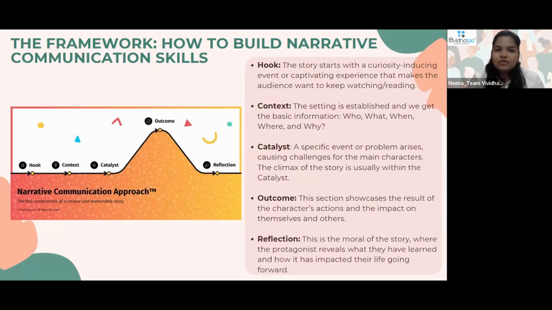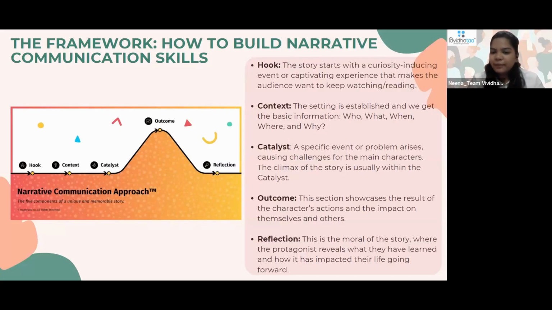Now, outcome, the major part of outcome. And you can see in the image also that outcome should be discussed more. Like, we should focus more on the outcome. We should quantify our outcome, talk about it in a way that people tend to remember it. This section showcases the result of the character's action and impact on themselves and others. Why the story was important. How were you able to achieve that? What is the skill you are trying to show in the story? What is the point you want the other person to remember you by? So that is outcome.